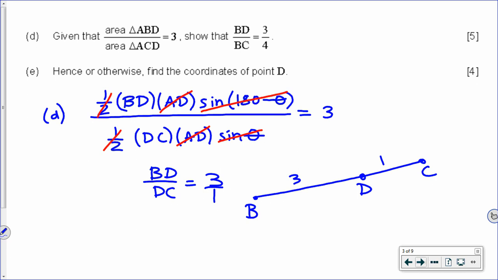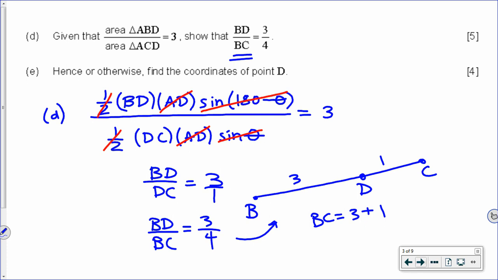They're in a 3 to 1 ratio, which means BD over BC, which was what this question was asking us to show, must be equal to 3 over the total distance, which would be 4. And even just this picture is evidence enough of that. If you're thinking about BC as 3 plus 1, right, the distance from B all the way to C. So that's how we're supposed to show that without actually calculating any of these lengths or areas.